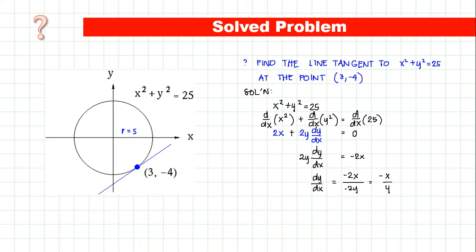Na-cancel na yung 2. And at point, katulad kanina, at point na 3 and negative 4, no? Yung ating dy dx will be, so negative x, that is negative 3, right? Divided by negative 4. So ang ating dy dx is negative 3 fourths. In this case, yan, ganyan siya, no?